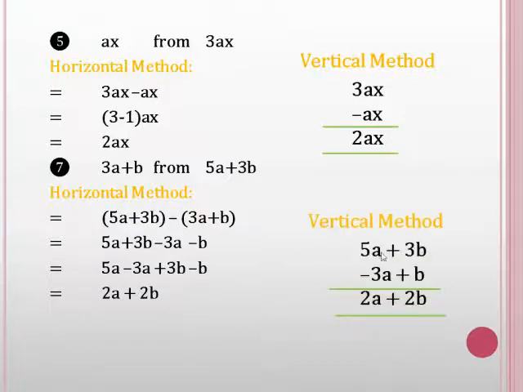Now in the vertical method, here we write the first expression, which is 5a plus 3b, and below it 3a plus b. So here we change the sign of them. So 3b minus b is 2b, and 5a minus 3a is 2a.